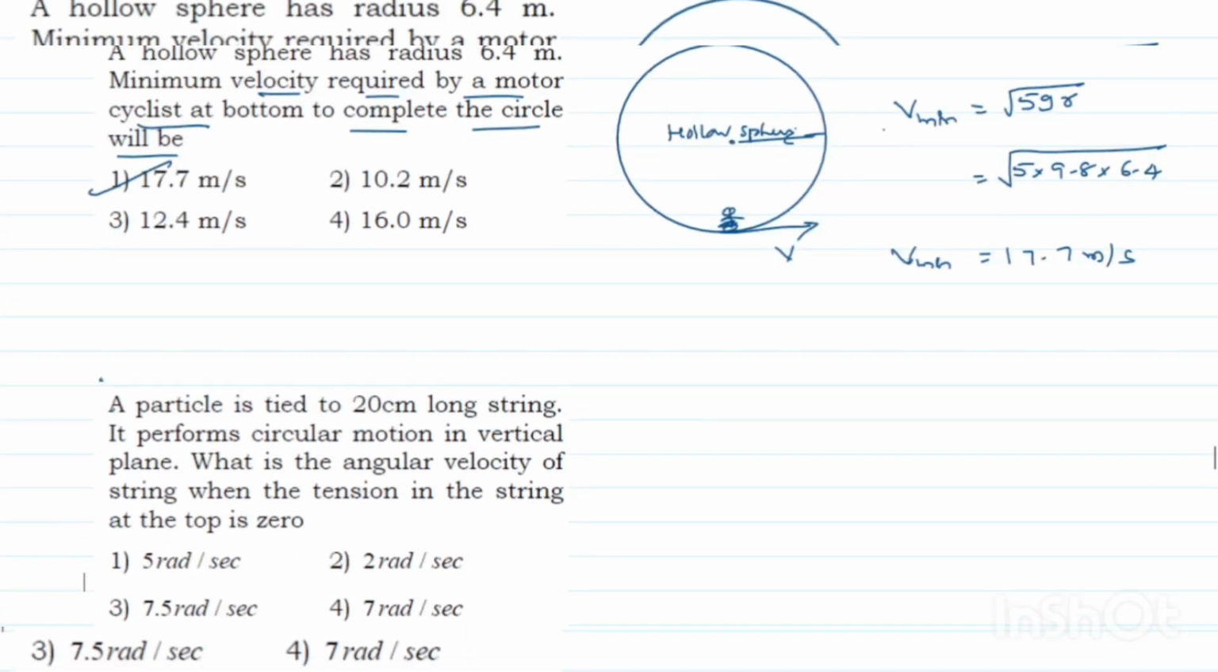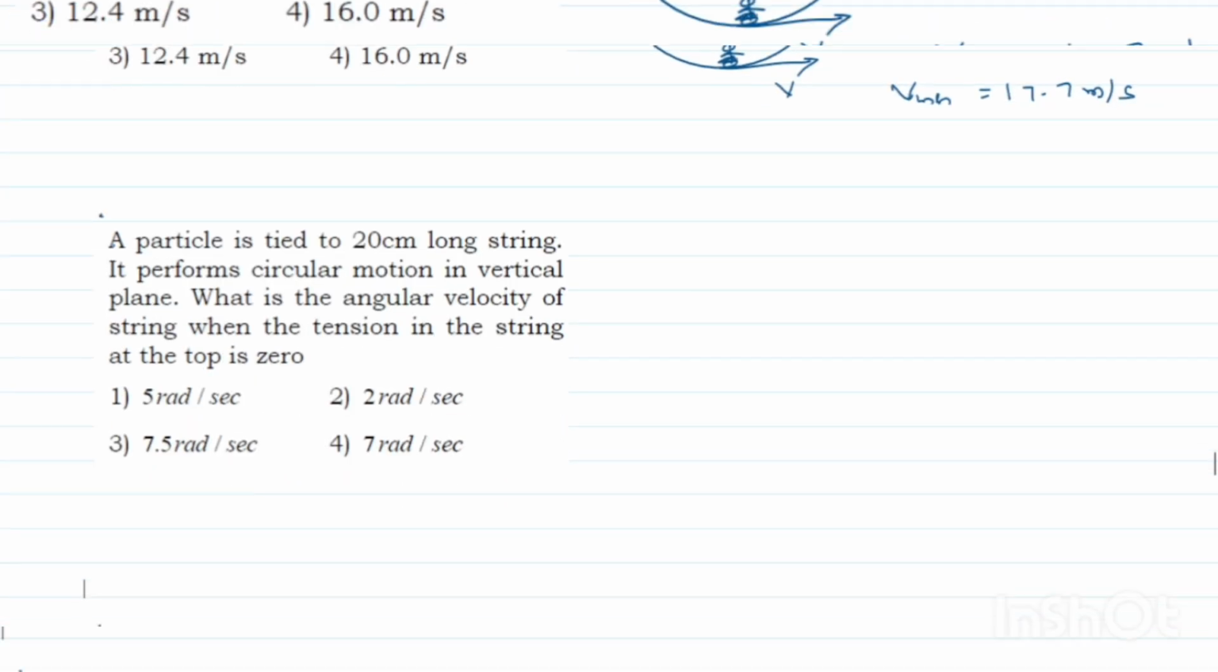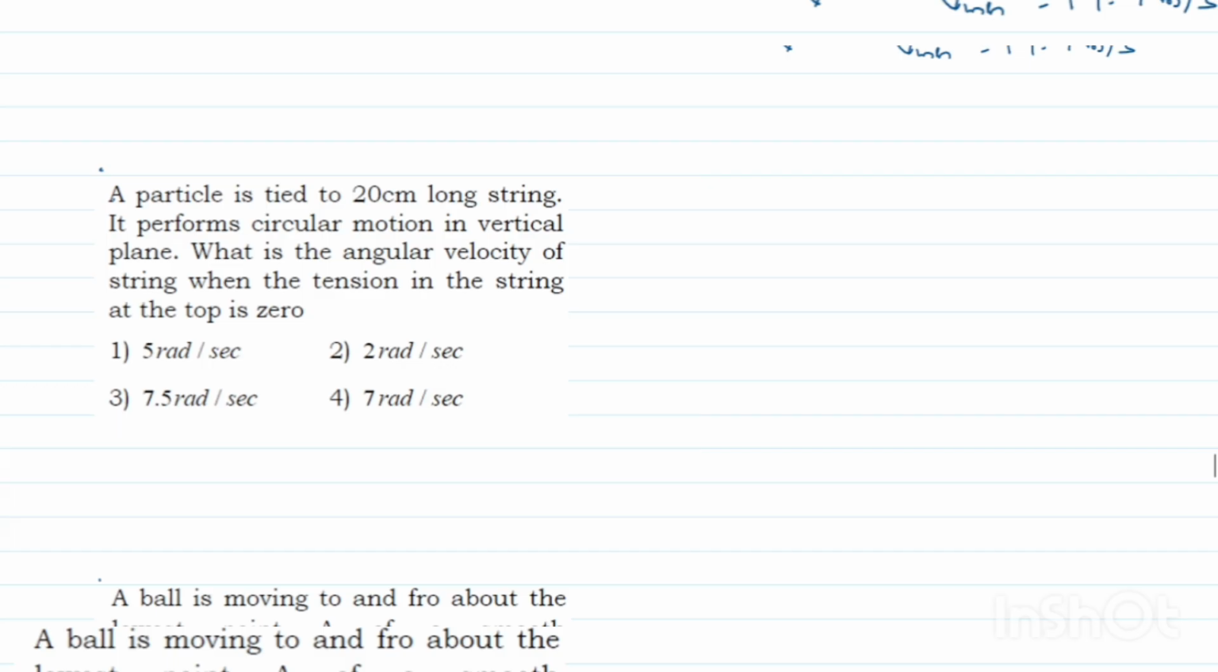Let us take the next question. A particle is tied to a 20 centimeter long string. It performs circular motion in a vertical plane. What is the angular velocity of the string when the tension in the string at the top will be 0? So here they are asking for the angular velocity.